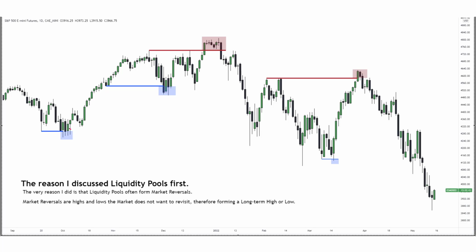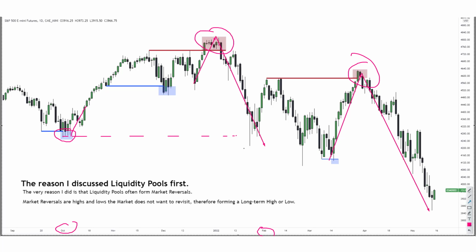If we take a look at this, liquidity pools often form a long-term high or low, and it takes a while for this to get revisited here. Just look at the dates there. So liquidity pools often form long-term highs and long-term lows. Same thing here. Same thing here. And check how it goes from bullish to bearish, bearish to bullish. It's a reversal.